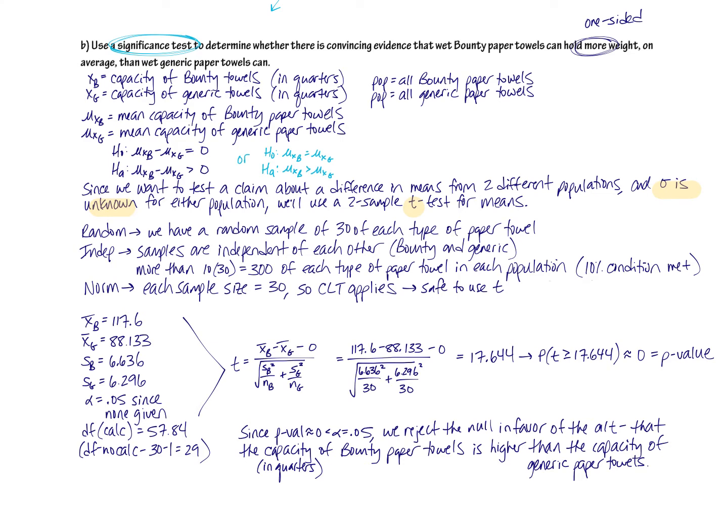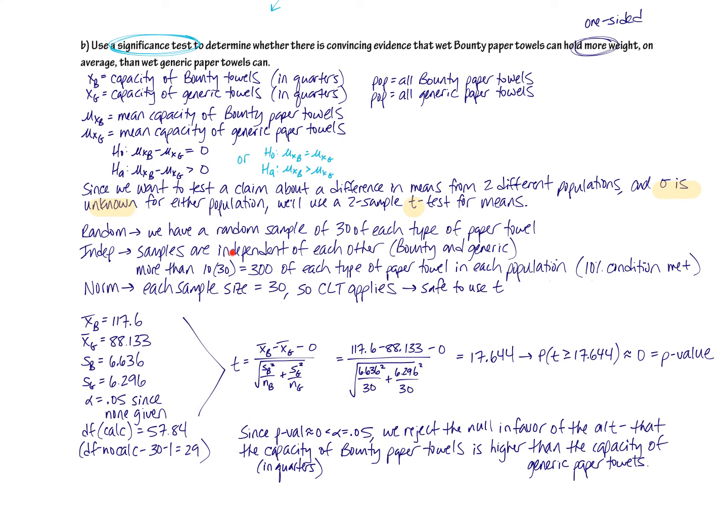Our conditions, there's nothing too crazy about any of that. We have a random sample here, 30 of each type of paper towel. It is nice that the sample sizes are the same, but remember they don't have to be. Independence, there are 2 checks that you're doing, making sure your samples are independent from each other, meaning that the Bounty absorption rate has nothing to do with the generic absorption rate. Those 2 populations are independent and the samples are independent from each other. And then the 10% condition for each of those paper towels.